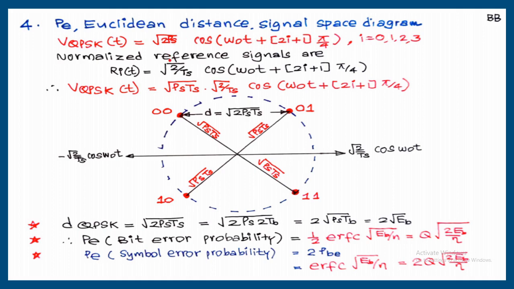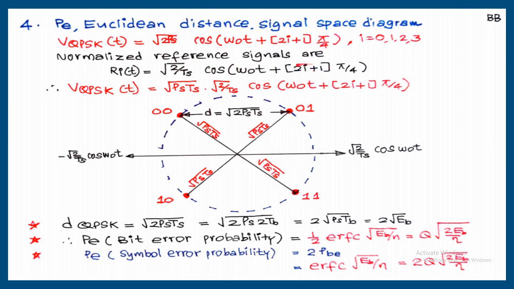And then write the normalized reference signal. Just change the amplitude, that's all. Normalized amplitude will be root 2 by TS. So that is written here, root 2 by TS. Why is it root 2 by TS? Because when you are calculating the energy of this signal over the interval TS seconds, it will become 1. That is why it is called normalized. So root 2 by TS cos omega 0 t plus 2i plus 1 into pi by 4.